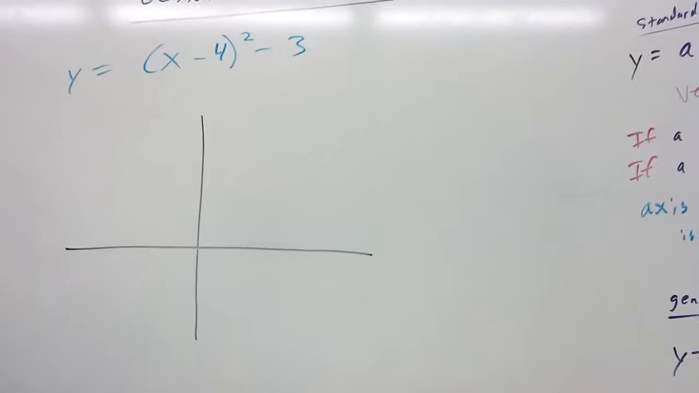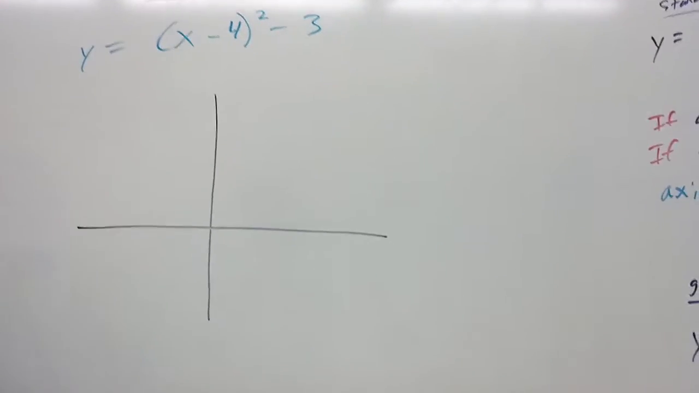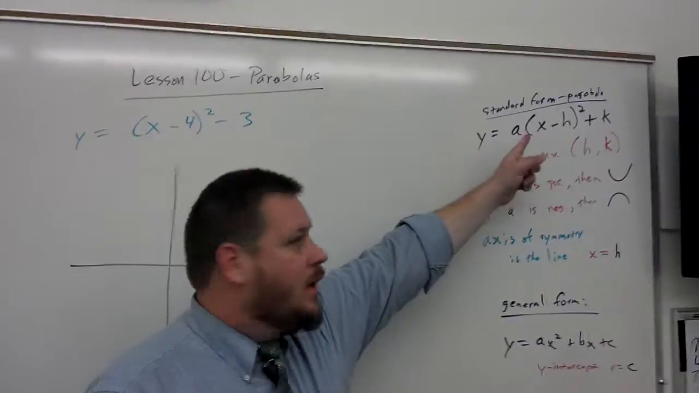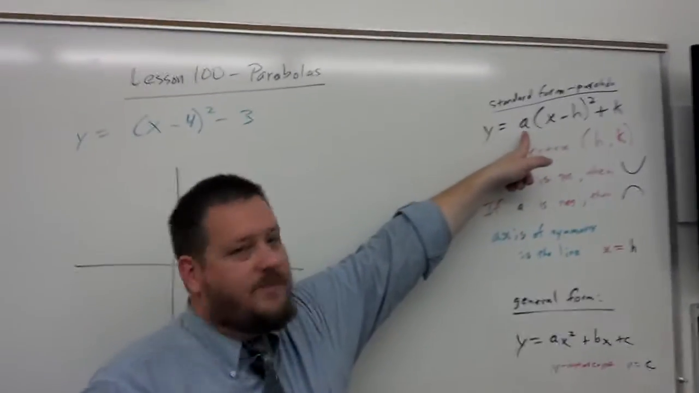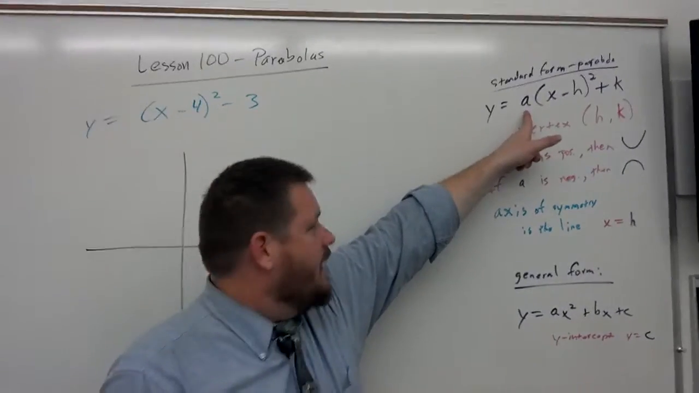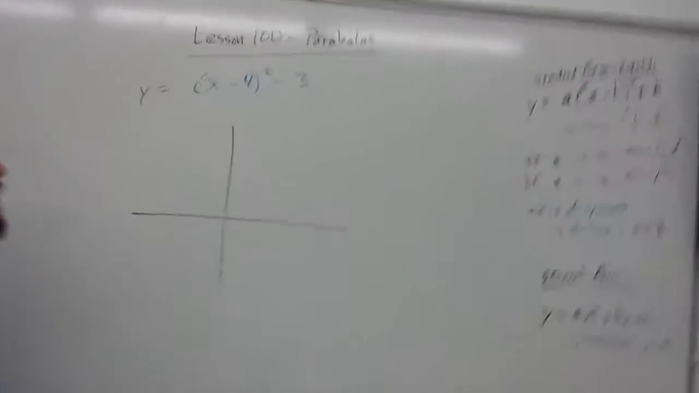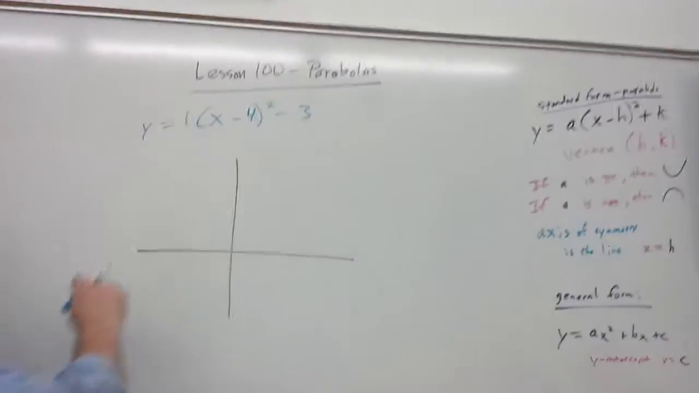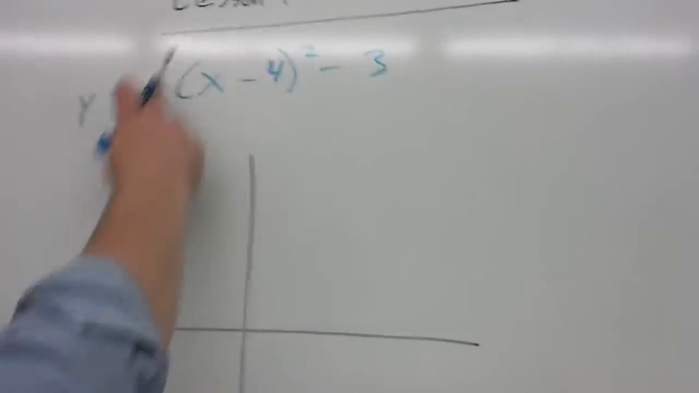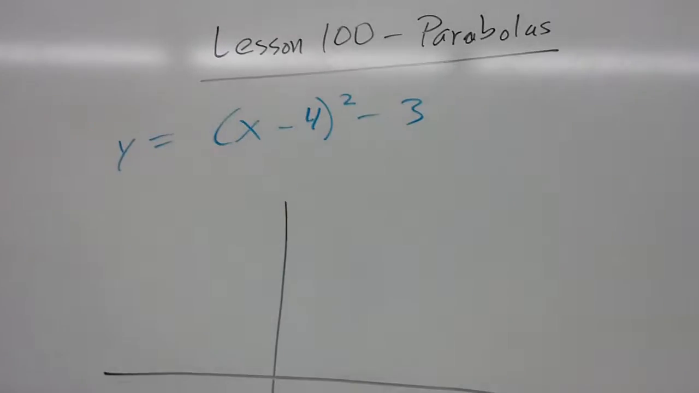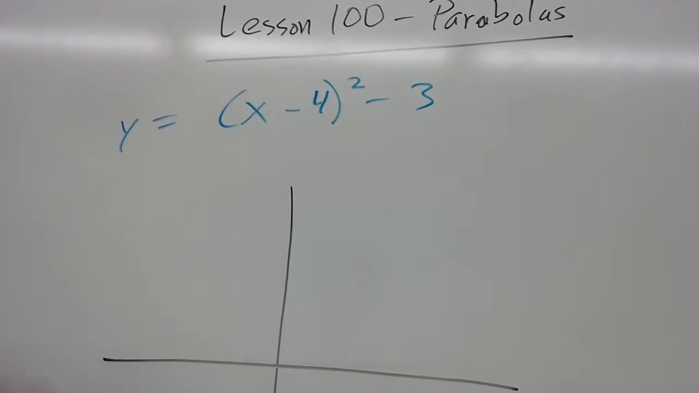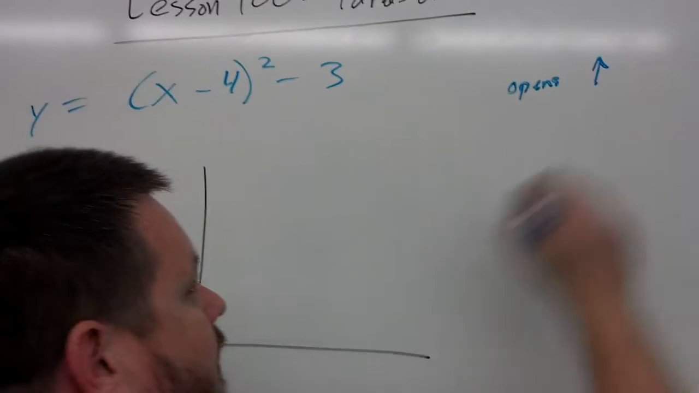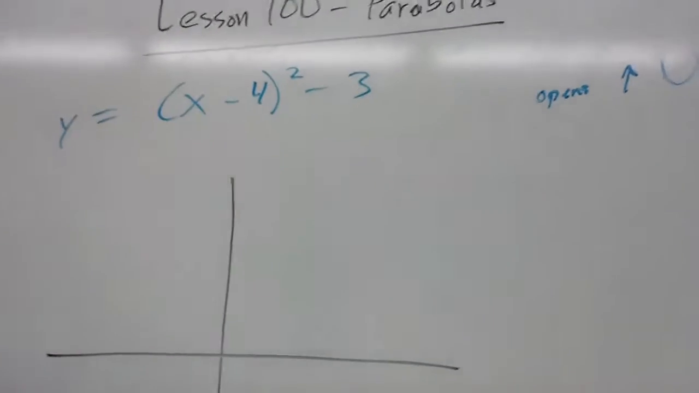Up. Because when the equation is in this form, the number in front of the parenthesis, if it is positive, then it opens up. Negative opens down. There is no number here, which means it's 1, and there's no sign, which means it's positive. If you don't specify that it's negative, then it's positive. So this parabola opens up, like that.